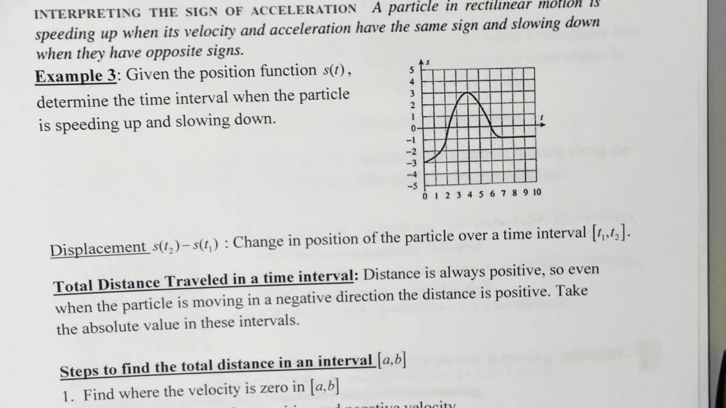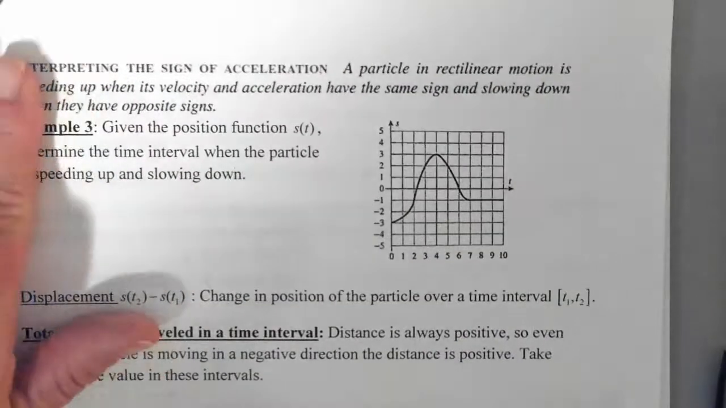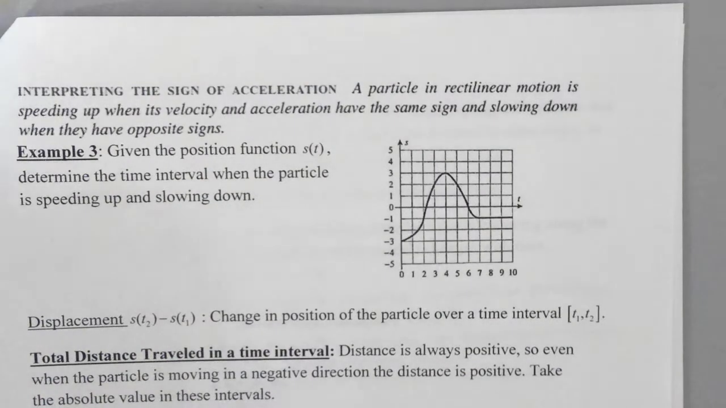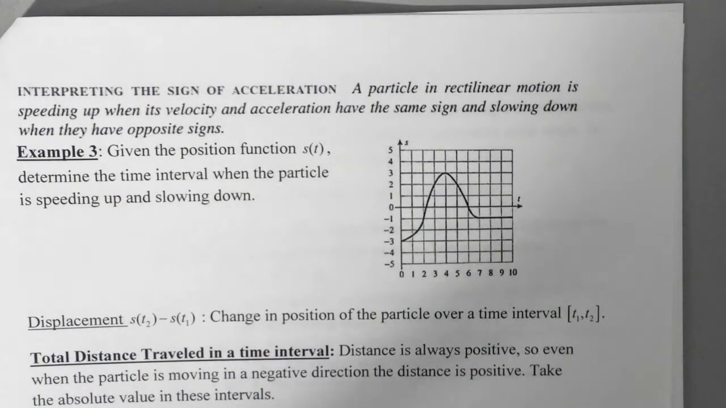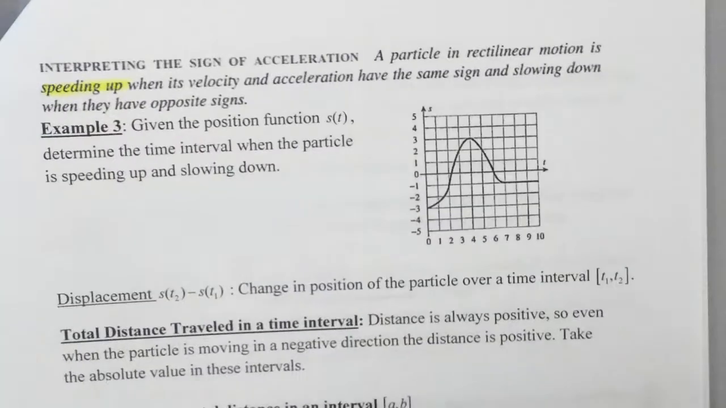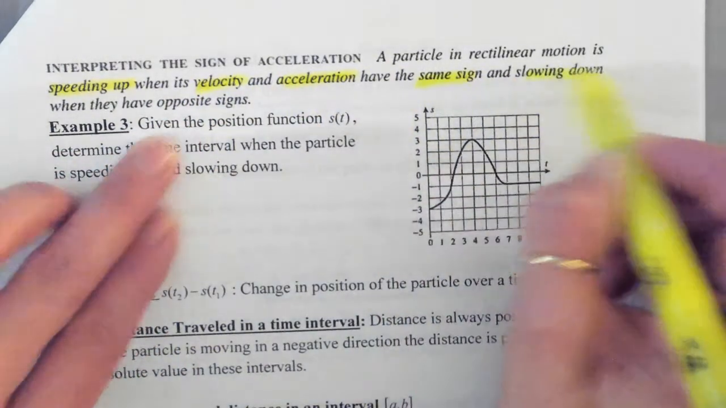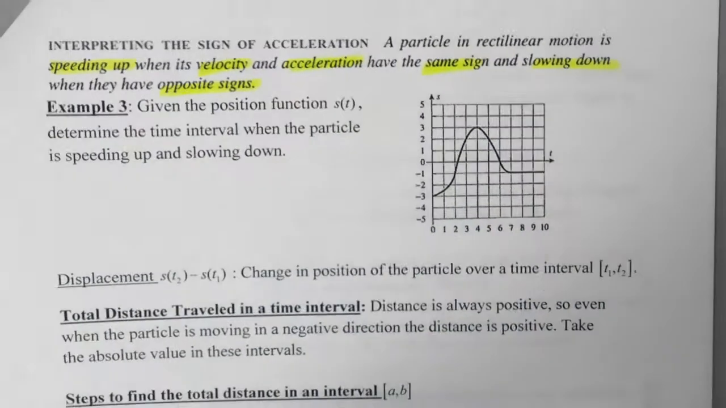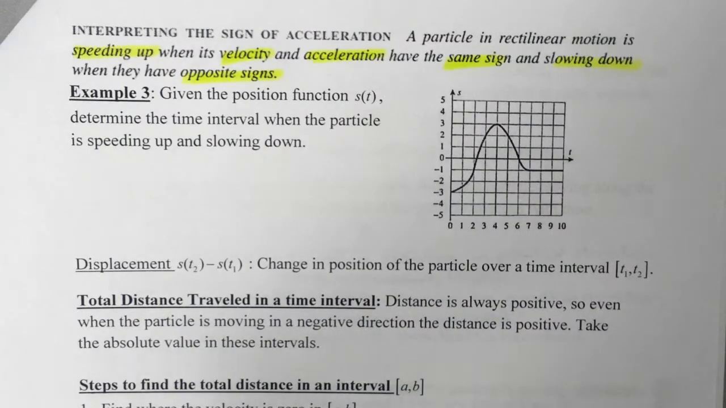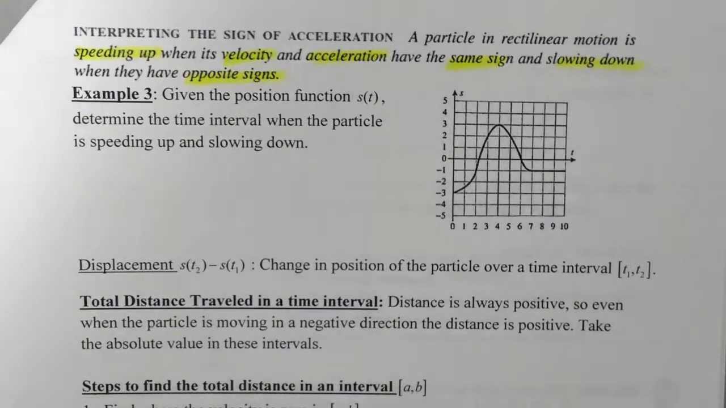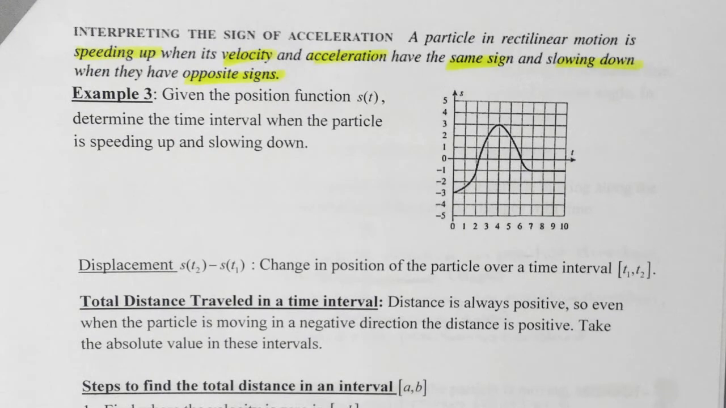All right. So here, when we're talking about the signs of acceleration, what you need to remember is that a particle in rectilinear motion is speeding up when its velocity and acceleration have the same sign, and slowing down when they have opposite signs. So that's what we just went through. What I want you to do right now is break these up into time intervals and tell me when the particle is speeding up and slowing down, and then we're going to go through this together. Okay?